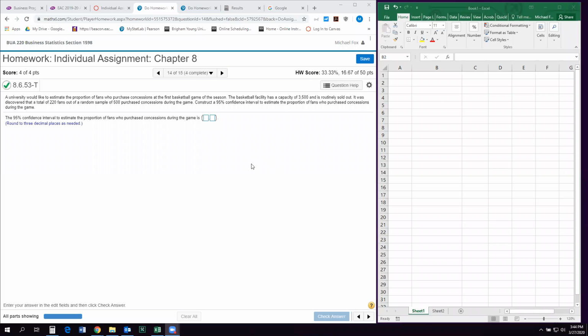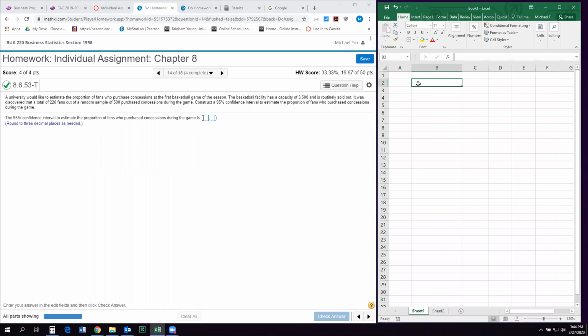All right, here's problem 8.6.53t. So this one's a proportion, but it's a proportion with a finite population, meaning the population is relatively small relative to the sample size. So we're going to do it just like the other proportions, except that we're going to have to calculate in a finite population correction factor, and I'll show you how to calculate that.